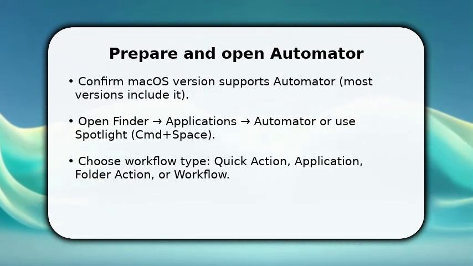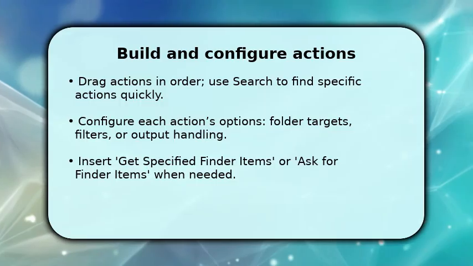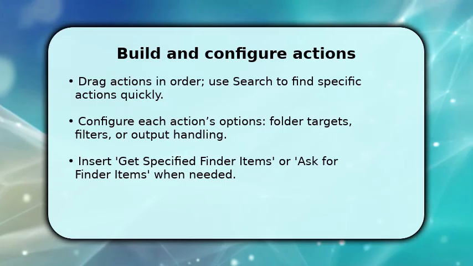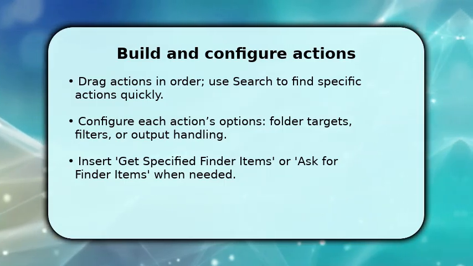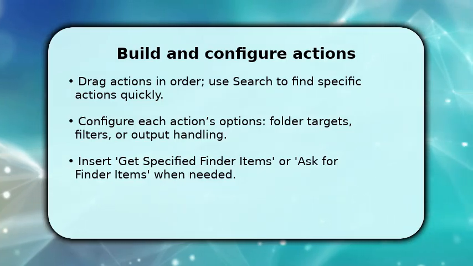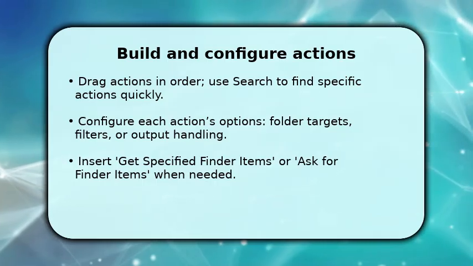You now assemble the workflow by dragging actions in logical sequence so data flows correctly. Start with input actions like Get Specified Finder Items or Ask for Finder Items, then add processing actions. Configure each option carefully: choose folders, set file type filters, or modify output destinations.